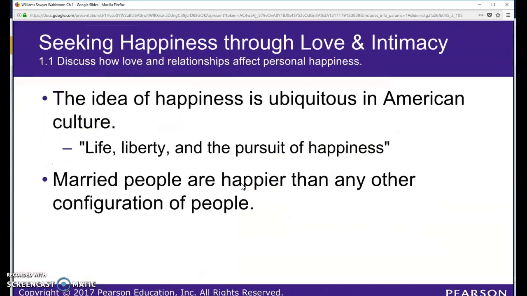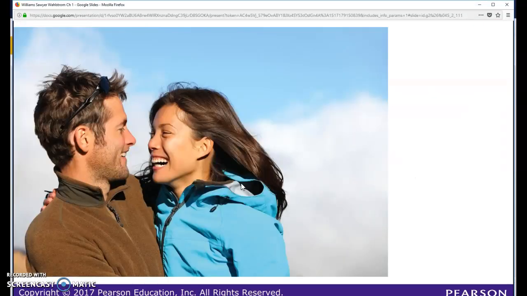Our learning objectives here are the things that we're going to be talking about for week 1, or Chapter 1, I'm sorry. And again, the idea about happiness being linked to our relationships. Interestingly, married people are happier than any other configuration of people, which is interesting given the ideas we have about marriage. Sometimes when folks talk about marriages, we talk about it in a negative way. We talk about the ball and chain or the loss of our freedom. But the reality is that we get an enormous amount of happiness and satisfaction through our relationships.